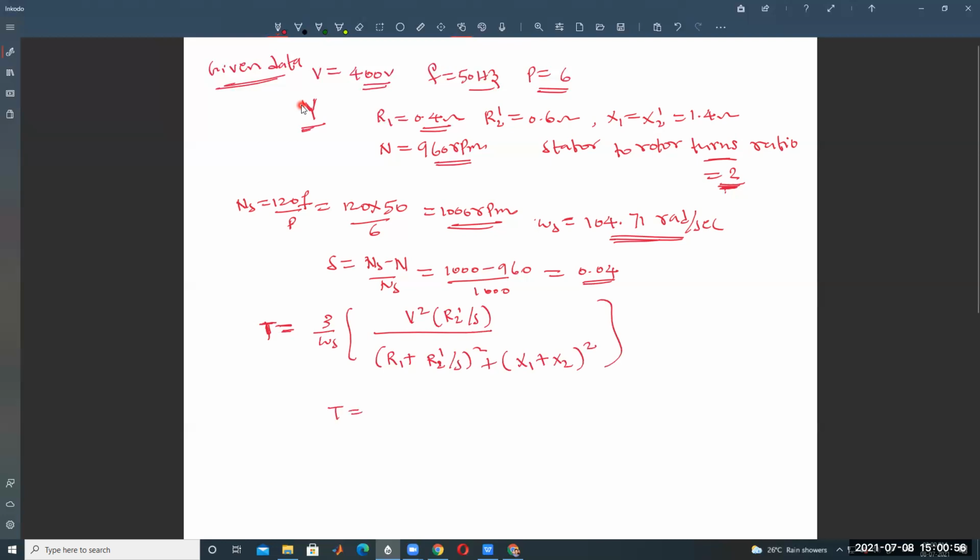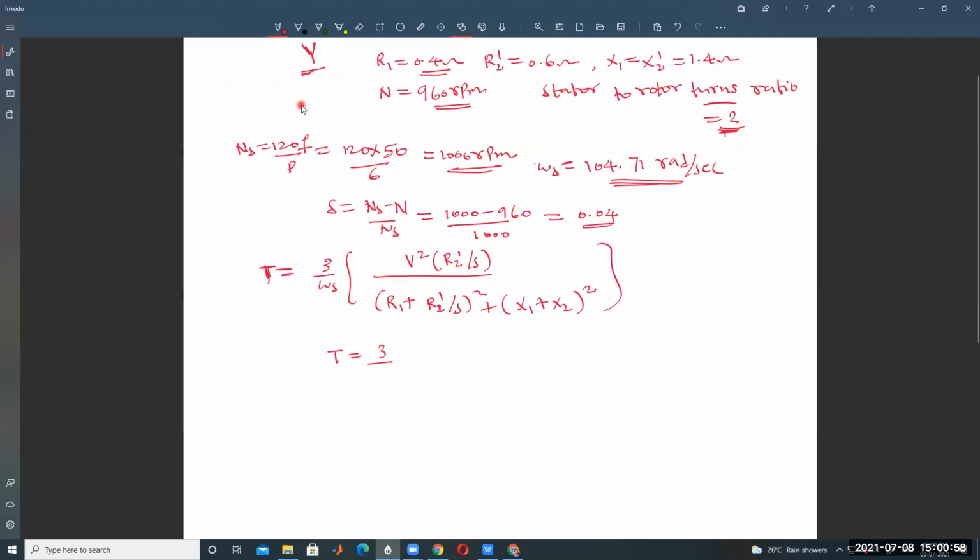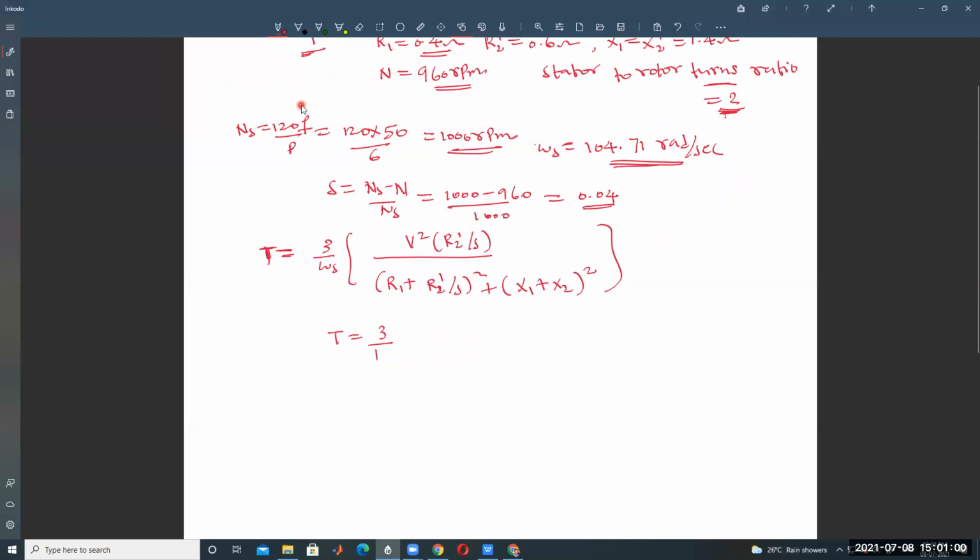So what is 3 divided by omega s here? What is the omega s here? So who is next? Your number 212. Yes, sir. Then 213. Absent. 214. Absent. 215.